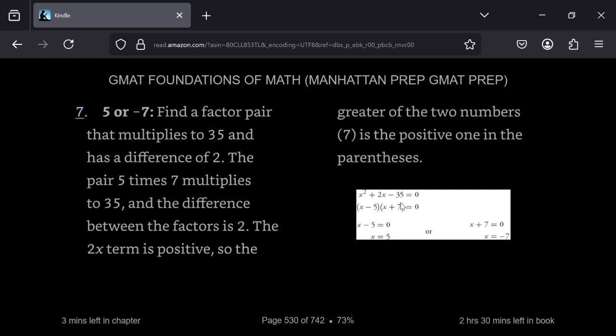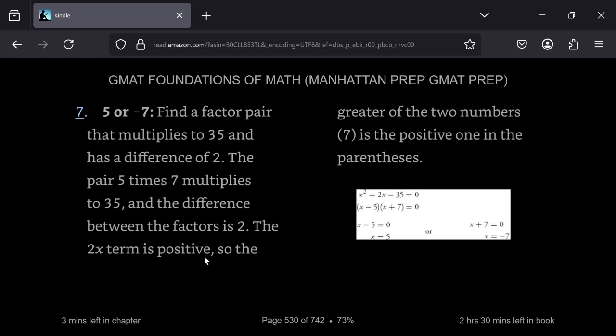So if we look at the equations here, okay, we've got the 35 at the back here, and we need to find a factor pair. The pair 5 times 7 multiplies to 35, that's why we got 5 and 7 here, and the difference between the factors is 2. If we set this to -5 and this one to 7, then the difference would give us 2, which is what we're going for as the coefficient for the middle term.